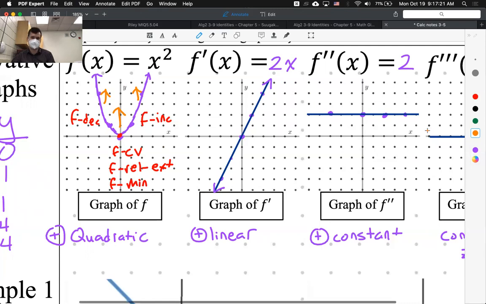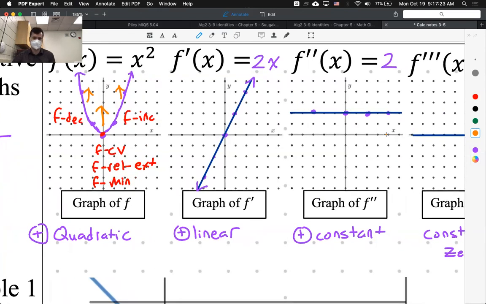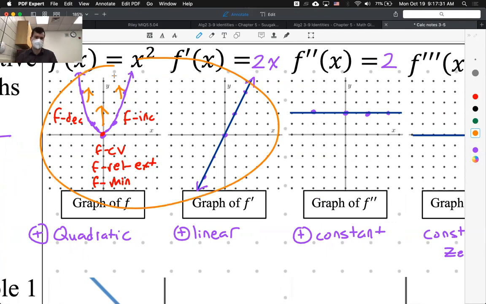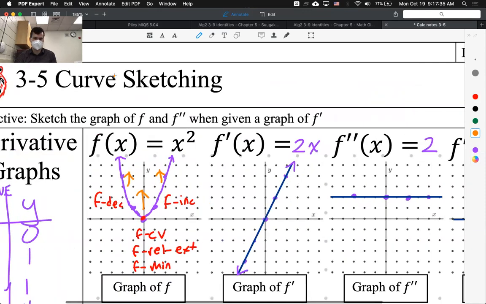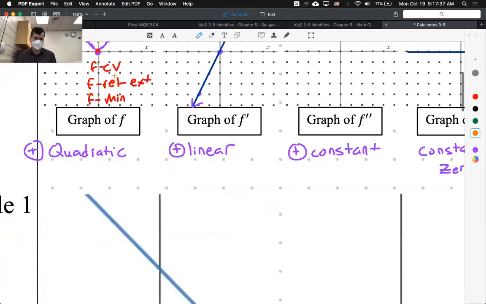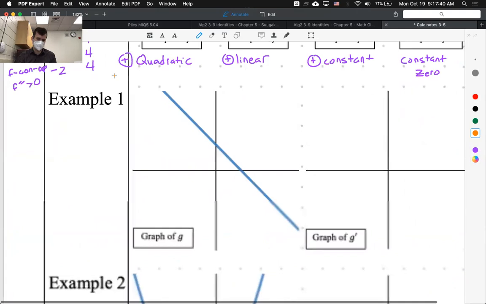It's kind of hard to tell on a graph of F double prime what's happening with F prime because we don't know how to go backwards yet. But I really want to focus on these two graphs, F and F prime. On F double prime, I can find concavity, but that's about it, and inflection points. So let's do this example 1.